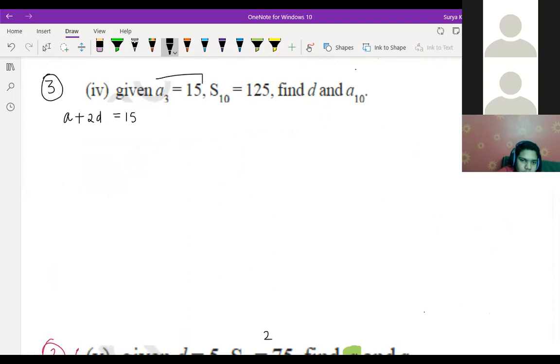Okay, this part got over. Next. Tell Hemant, S10 is equal to 125. It means what can we write for this? A10 is nothing but what? A10 is A plus 9D, correct? Yes, sir. We have to find A plus 9D and we have to find D. So D, how to find? If you find A, you can find D also, right?